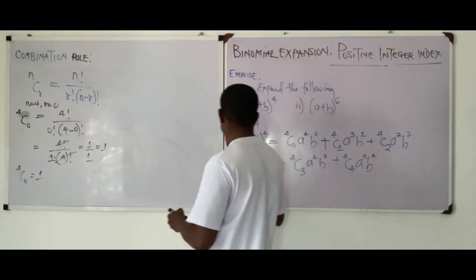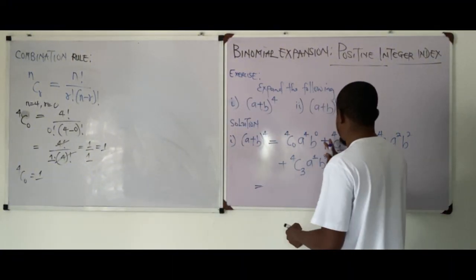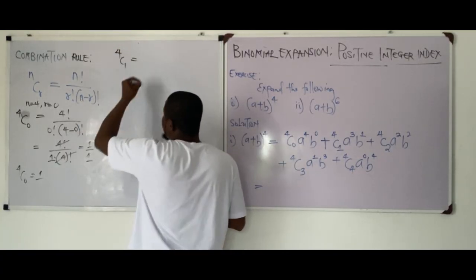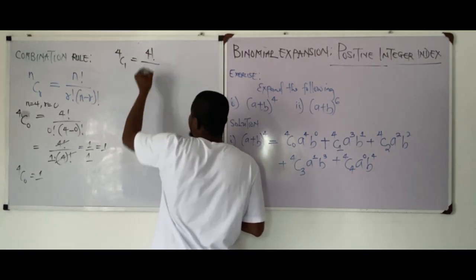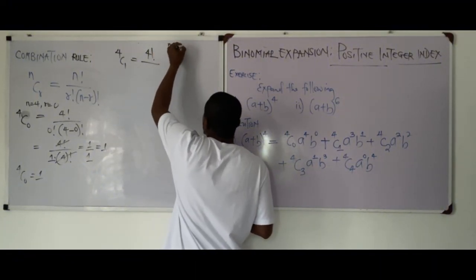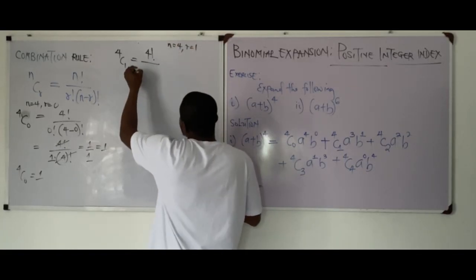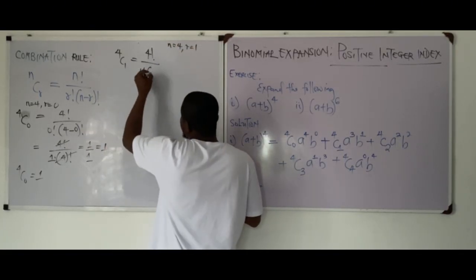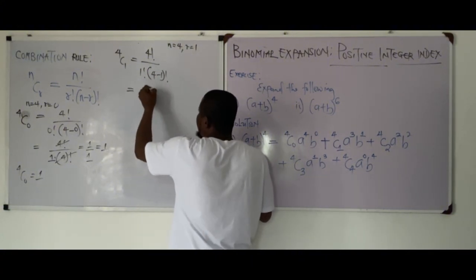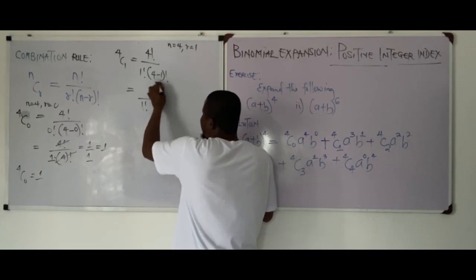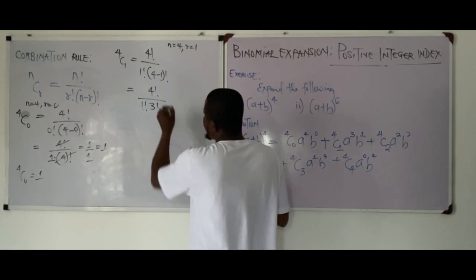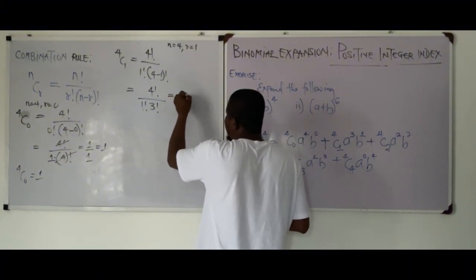Let's try out the next one. We've done 4 combination 0, which is 1. Let's try out 4 combination 1. From the combination rule, we have n factorial, where n equals 4, over r factorial, where r equals 1, times n minus r factorial. So we have 4 factorial over 1 factorial times 4 minus 1 factorial. Let's simplify the one in brackets: 4 minus 1 is 3 factorial. So this simply means 4 times 3 factorial.